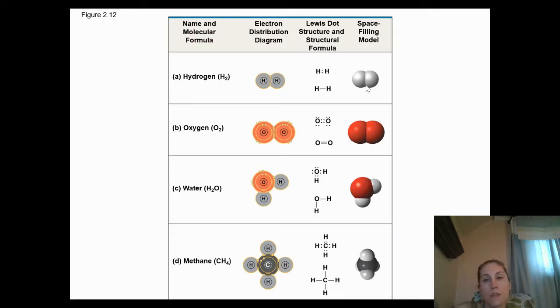So the space filling model is going to show you in proportion to one another. So if you look down at water, oxygen is a larger atom than you see of the hydrogens there. And we were talking about being carbon-based before. This is one of those things that we're showing you, that carbon can form up to 4 bonds with other atoms.